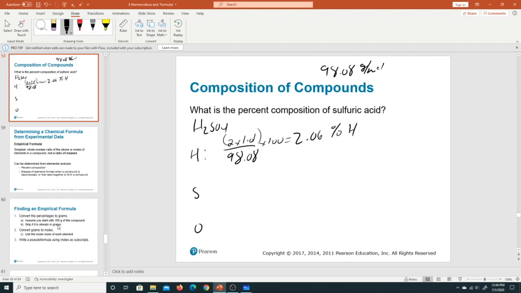Sulfur. Well, there's only one sulfur. So it's going to be 32.06. That's the atomic weight of sulfur. We'll divide that by 98.08 times 100. So something around a third, thereabouts. 32.06 divided by 98.08 times 100, and you get 32.69.